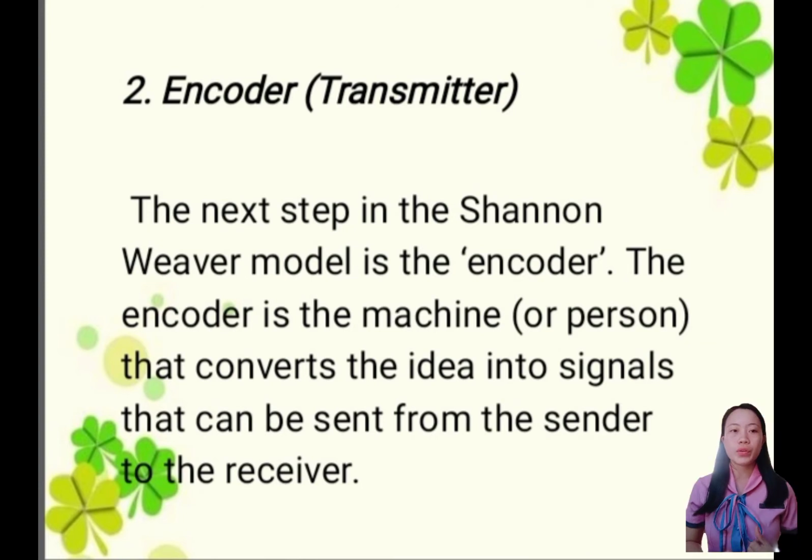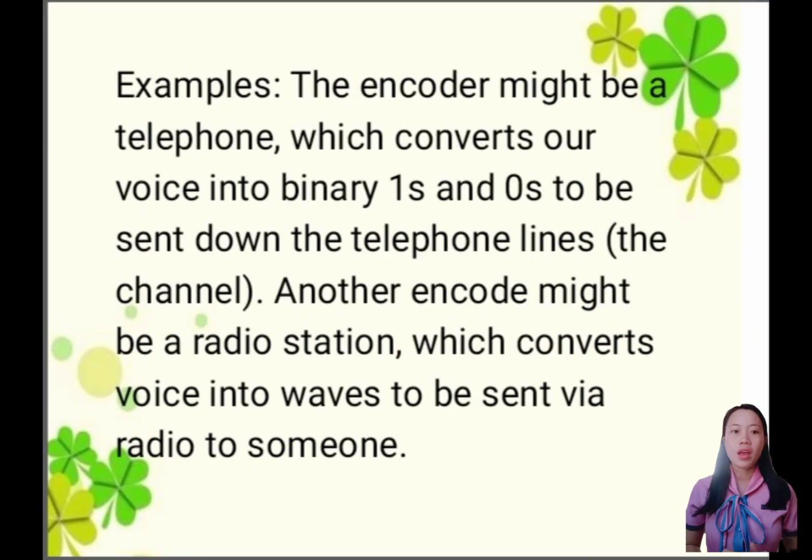Number two is encoder or transmitter. The next step in the Shannon-Weaver model is the encoder. The encoder is the machine or person that converts the idea into signals that can be sent from the sender to the receiver. Examples: the encoder might be a telephone which converts our voice into binary to be sent down the telephone lines or the channel. Another encoder might be a radio station, which converts voice into waves to be sent via radio to someone.